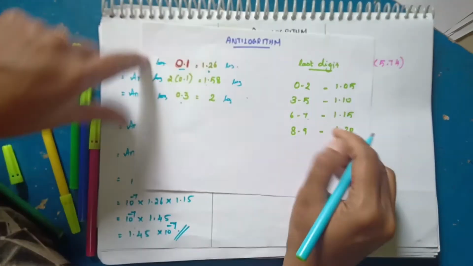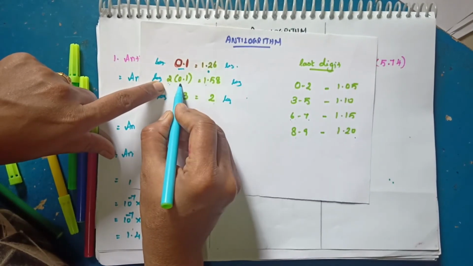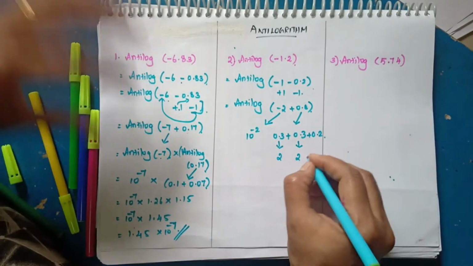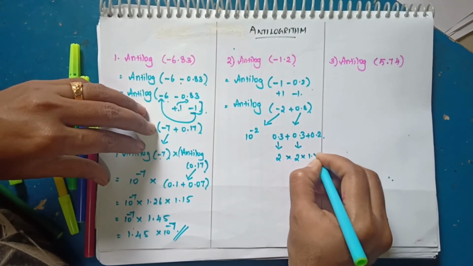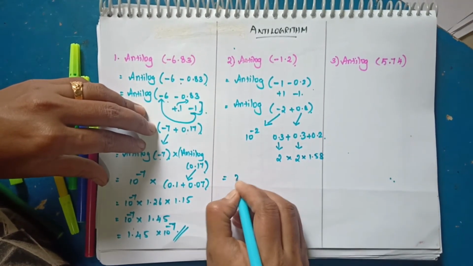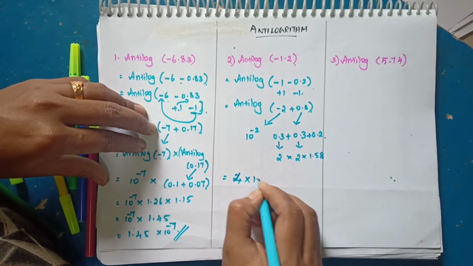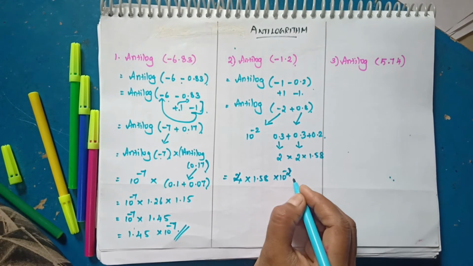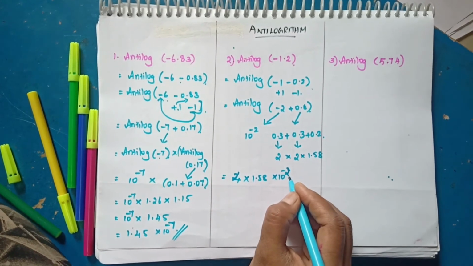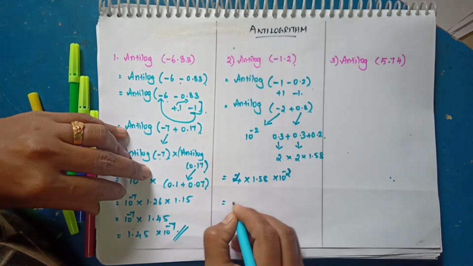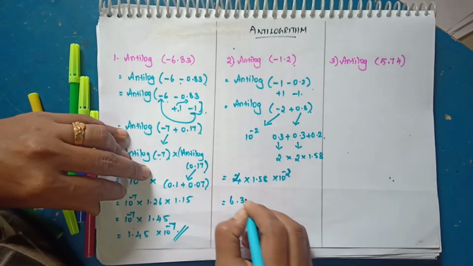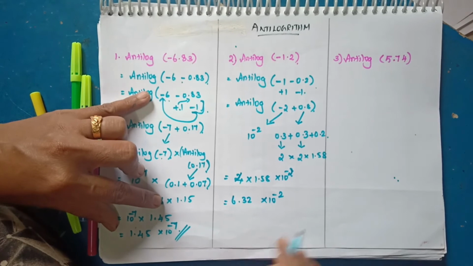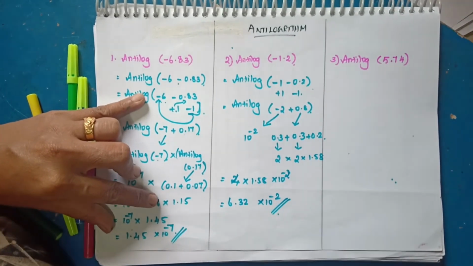This 0.3 is 2, and now 0.2. See the anti-logarithm values. 2 into 2 is 4, into 1.58. The answer will be 4 into 1.58 into 10 power minus 2. Okay, now the answer will be 6.32 into 10 power minus 2. So you can multiply and check the answer.